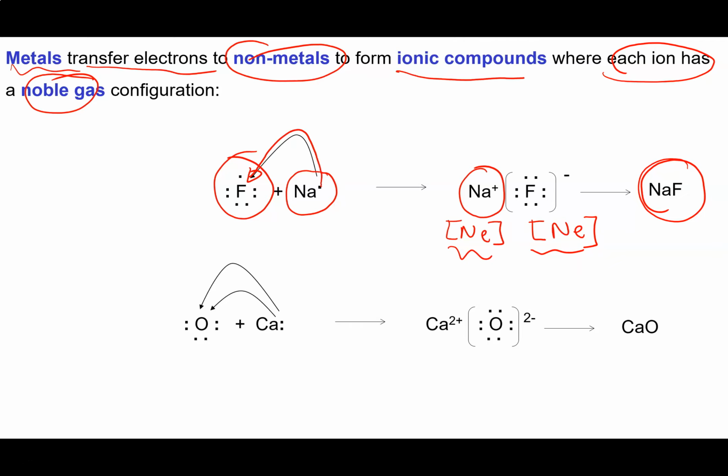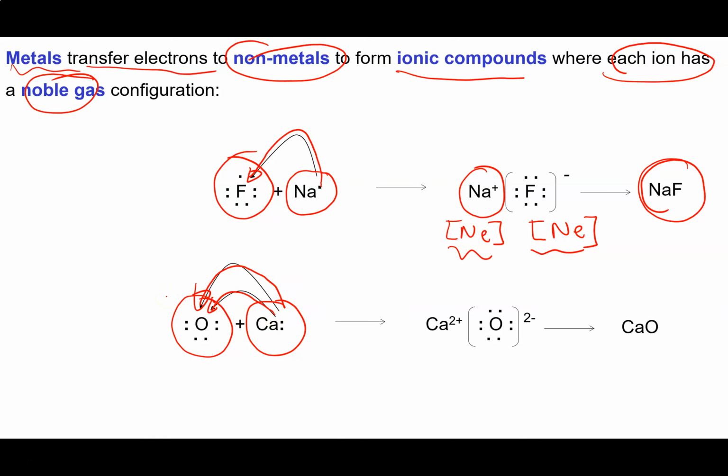The cost that they have to pay for obtaining this noble gas configuration is they now are bonded to the other ion. We can see another example here. Calcium in group 2A has 2 valence electrons. Oxygen in group 6A has 6 valence electrons. When a calcium atom collides with an oxygen atom, what's going to happen is the metal will transfer over its valence electrons.